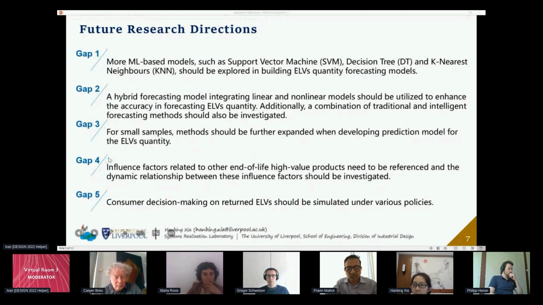And next, in order to improve the model's generalization capacity, we bring forward gap 4. Influence factors related to other end-of-life high-value products need to be referenced, and the dynamic relationship between these influence factors should be investigated. And finally, consumer decision-making on returned LVs should be simulated under various policies.